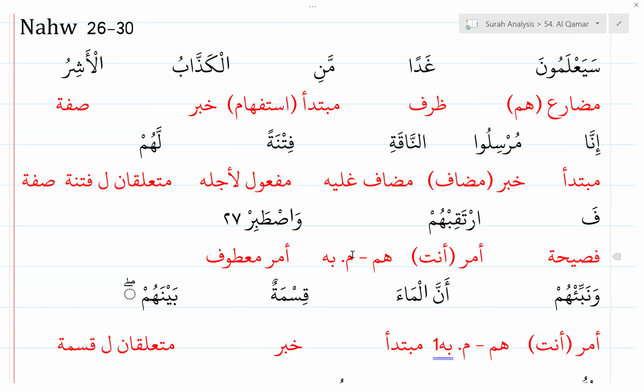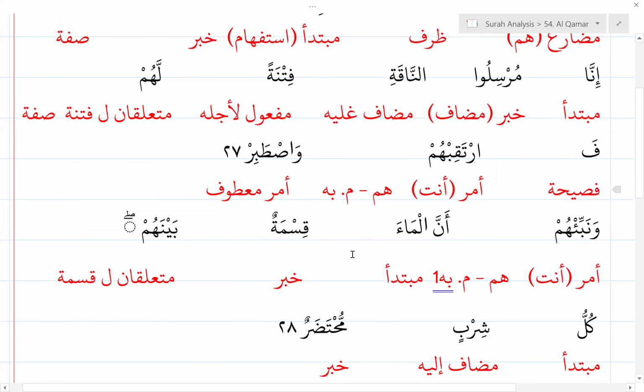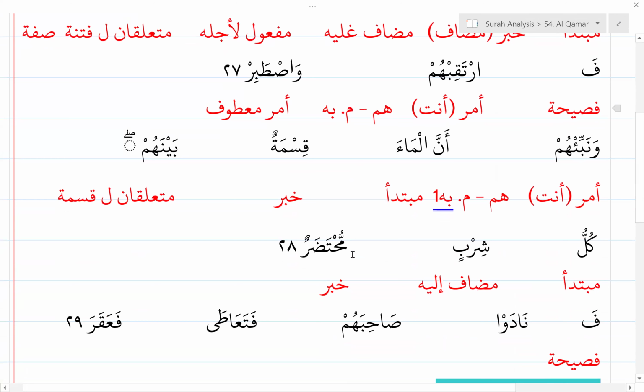We are going to test them with a camel. Therefore, if you know that this is a test, you're going to pay close attention to them and be extremely patient. وَنَبِّئْهُمْ, and also inform them, give them the great news, because this is amazing news that they need to have, that the water is going to be shared between them. It's going to be shared between the people of Saleh and the camel. كل شرب محتضر: every single drink would have its portion, like it's appointed. Every single drink is appointed. One day for them, one day for the camel.